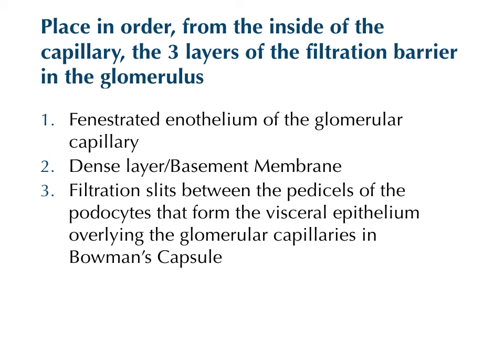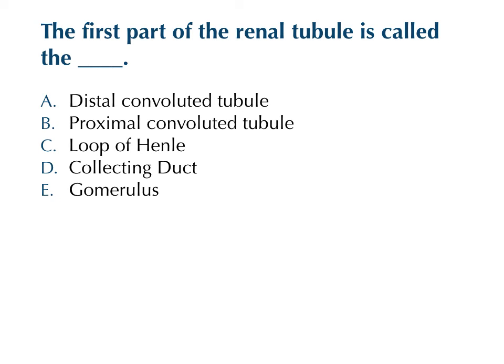And from the inside of the glomerulus, you can see first we will encounter the fenestrated endothelium of the glomerular capillary. Next, we'll have that negatively charged dense layer of the basement membrane. And then we'll have the filtration slits that run between the pedicels or the foot processes of the podocytes that form the visceral epithelium which overlies the glomerular capillaries in Bowman's capsule. And you really need to know this.